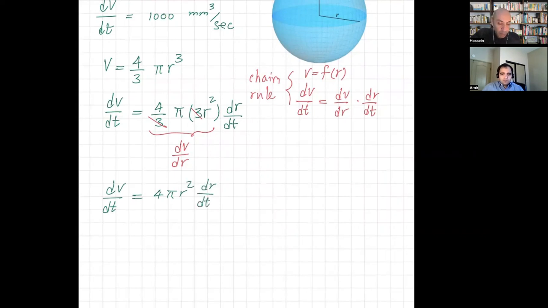And then I need to isolate dr over dt because this is what I'm looking for in this problem. We know that dV over dt is a known value, and we know that 4 pi r squared is the surface area of a sphere, correct? Right, this is the surface area. That's interesting. Please go ahead. dr over dt is equal to 1 over 4 pi r squared, then dV over dt.